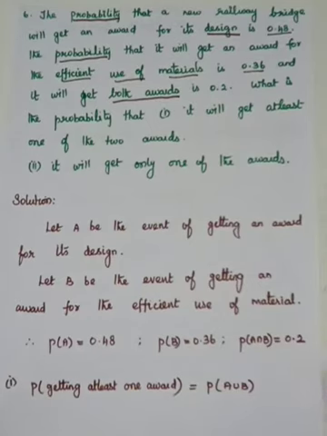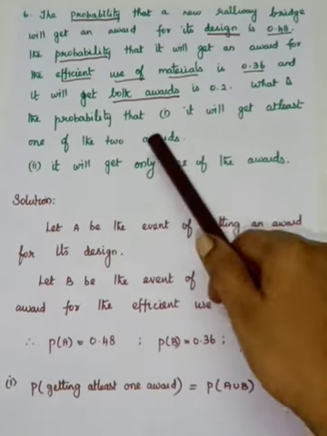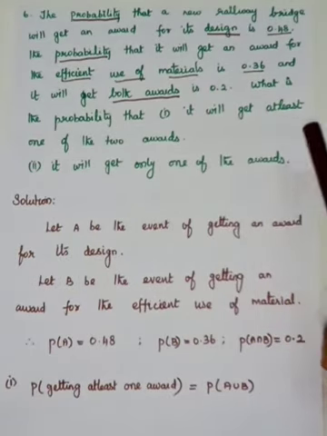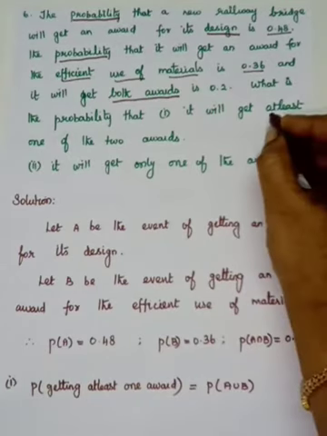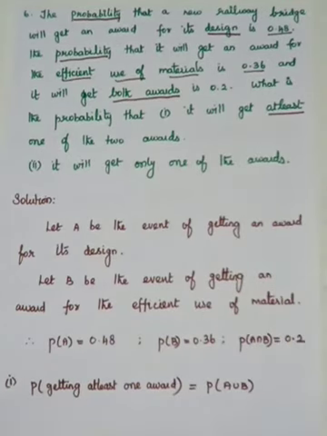So what are the results given in the problem? P of A is equal to 0.48 and P of B is equal to 0.36. Both the awards, A award as well as B award, both the events happened. So therefore P of A intersection B is equal to 0.2. Now coming to the question, what is the probability that it will get at least one of the awards? At least one of the awards means it is greater than or equal to 1.